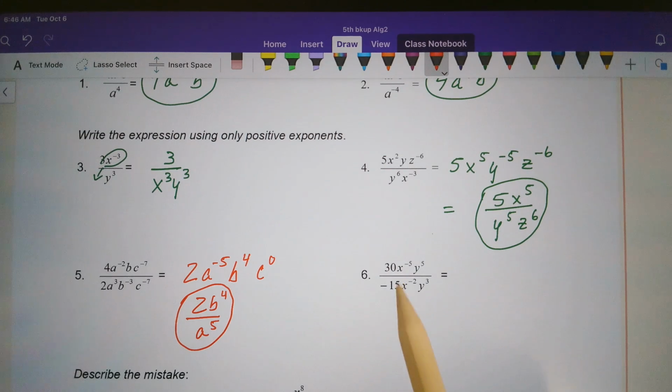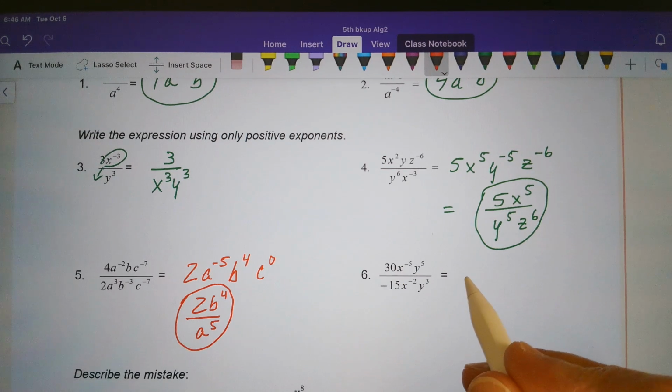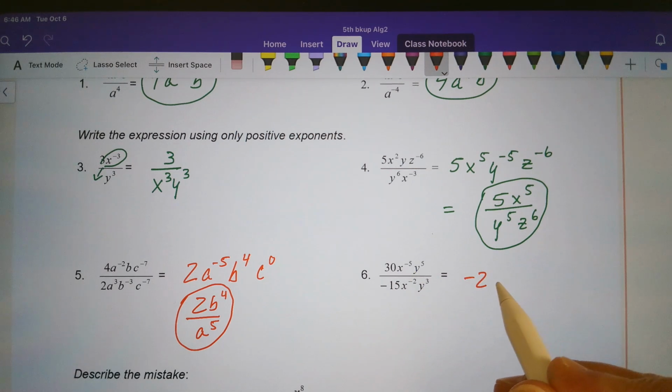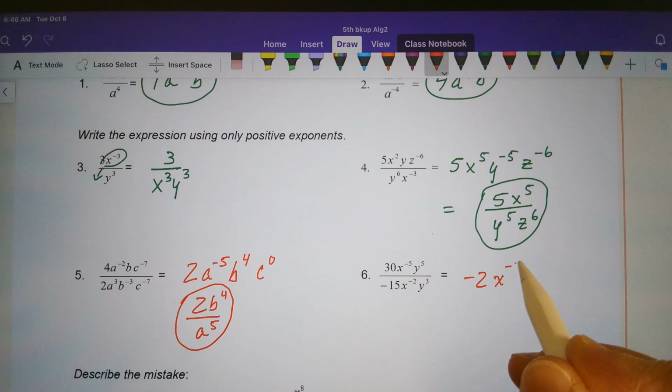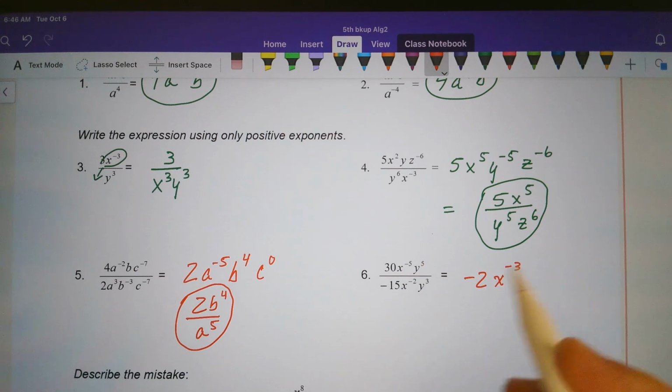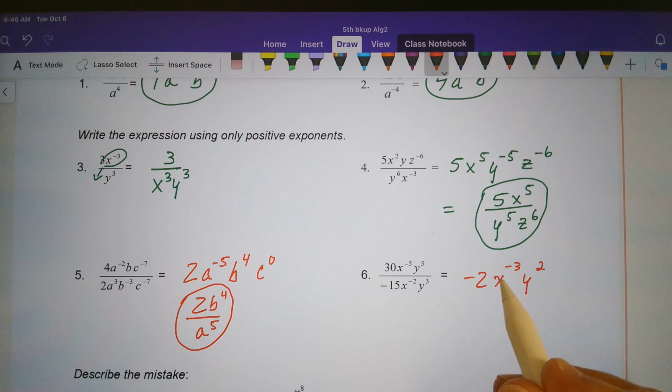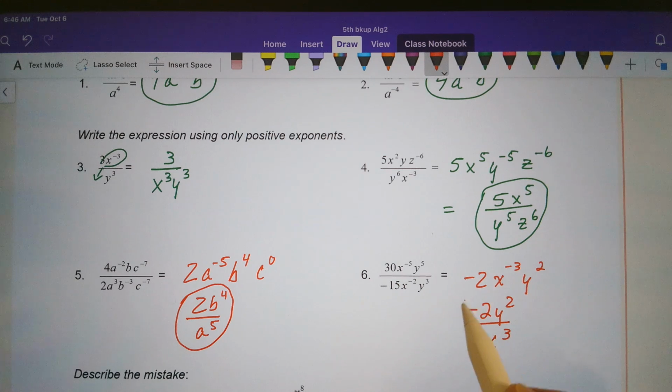Next, with number 6, 30 divided by negative 15 is negative 2. Negative 5 subtract negative 2 is going to be negative 3. And 5 subtract 3 is 2. And just bring this down. So negative 2y squared over x to the positive 3.